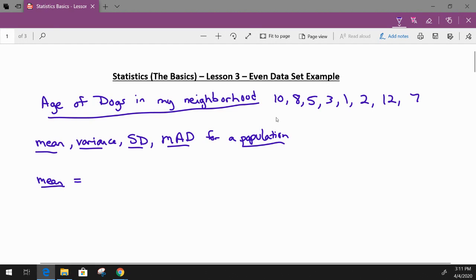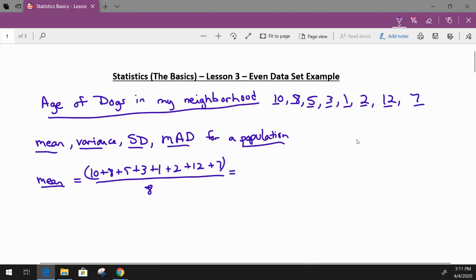Okay, so to find the mean, I have to add up the numbers. So I take my 10, my 8, 5, 3, 1, 2, 12, and 7. Let's see, 1, 2, 3, 4, 5, 6, 7, 8. Yeah, just want to make sure I did have 8 there. If I add all of those numbers up and divide by 8, the sum is 48 divided by 8, which gives me a nice whole number, 6. If it wasn't a nice whole number, round to the nearest tenth. Okay, so that's my mean.